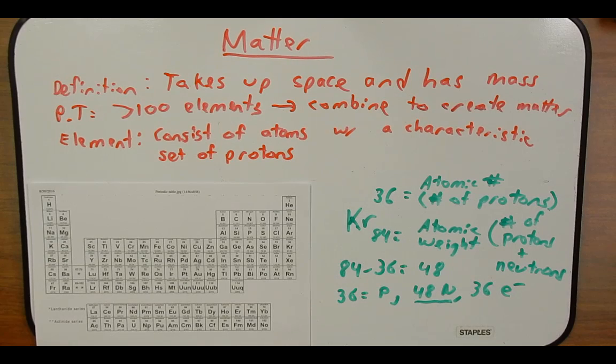And if you held a handful of krypton atoms, not every one of those atoms is going to have 48 neutrons. There will be a mixture. There will be some with 48, some with fewer, some with more. But that's the average number. And these different forms of krypton with different numbers of neutrons are called isotopes.